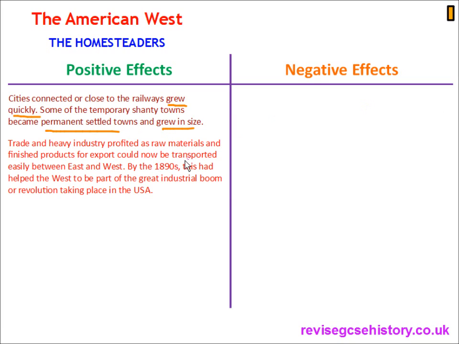Another positive effect is that trade and heavy industry profited as raw materials and finished products could now be exported by the Transcontinental Railroad easily between east and west. So there's better transport, that meant products could be exported better. And by the 1890s, this had helped the West become part of the great industrial boom or revolution taking place in the USA.